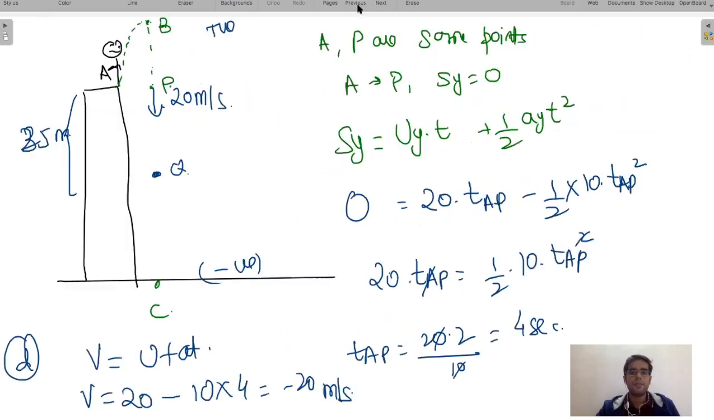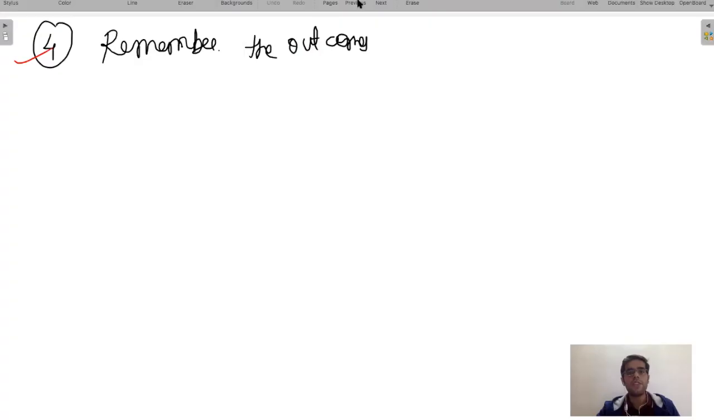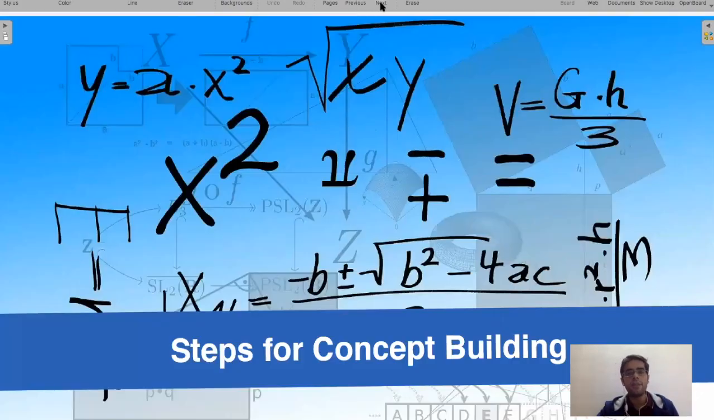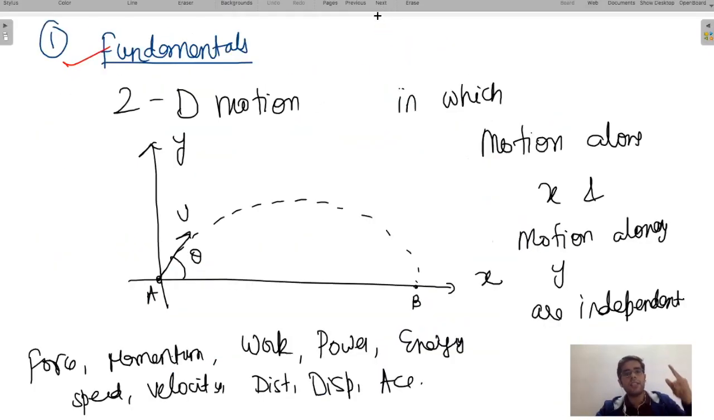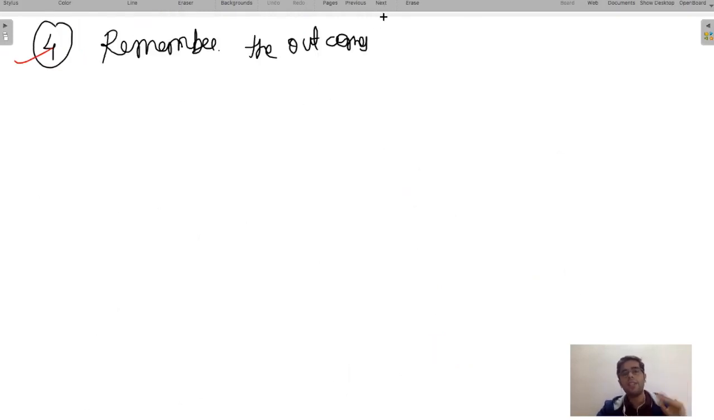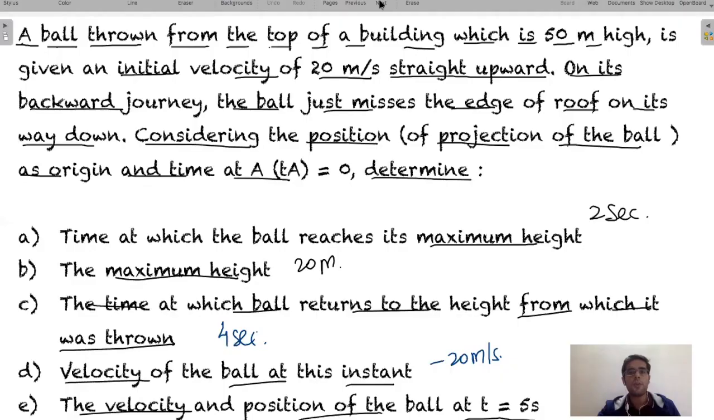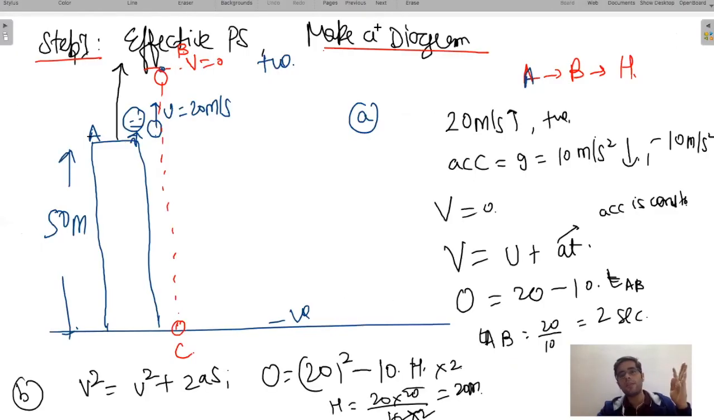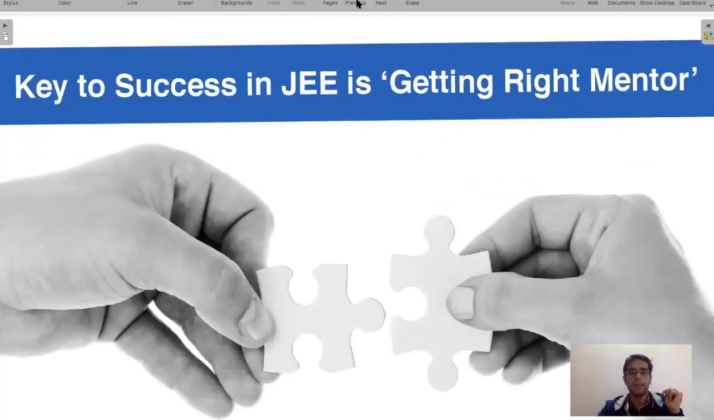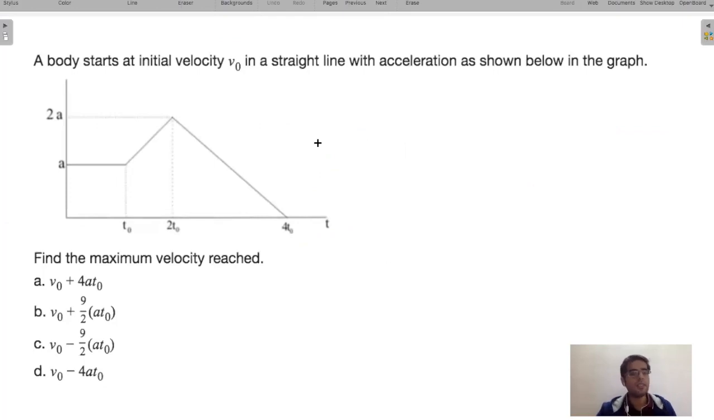Okay. Yes, so let's just recall what we have learned till now. So 4 steps of effective understanding concept building is you need to be very clear on the fundamentals, visualization, derivation or going into the depth is very important, and then you need to remember the outcomes also. For problem solving, you need to follow 4 major steps: read the question effectively, make a diagram, decide the concept, calculations and reporting. So let's do one important question, one more question on this to make you more clear on this point.